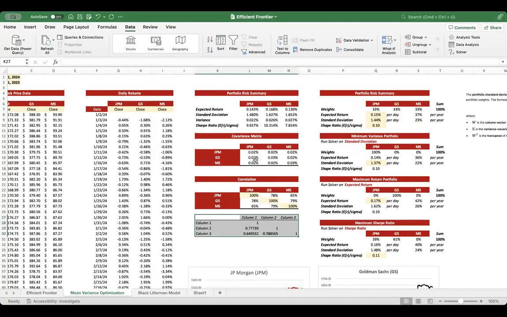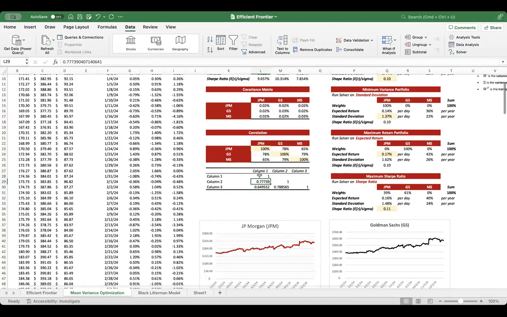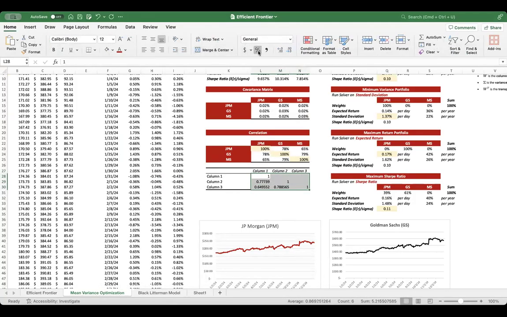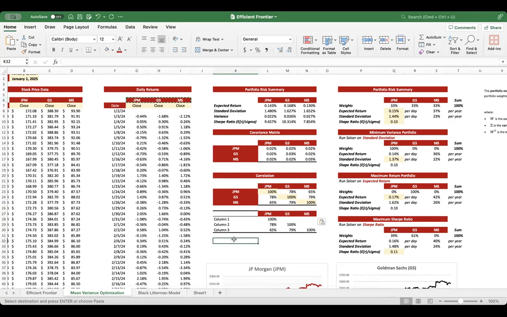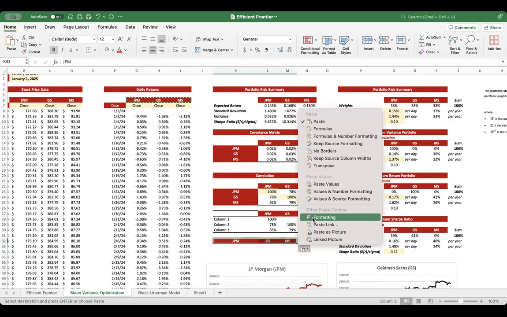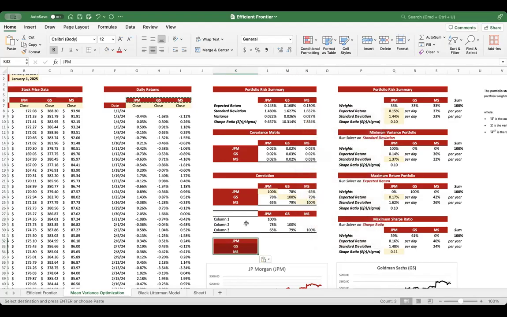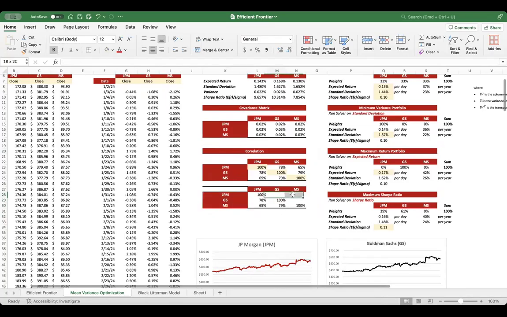And this will give me what? This gives me my correlation matrix. So what I'll do, let's do this in percentage terms. And as I know, JP Morgan, Goldman Sachs, Morgan Stanley is here, so that this will also come here, and similarly, this will also come here. So I'll just take transpose.